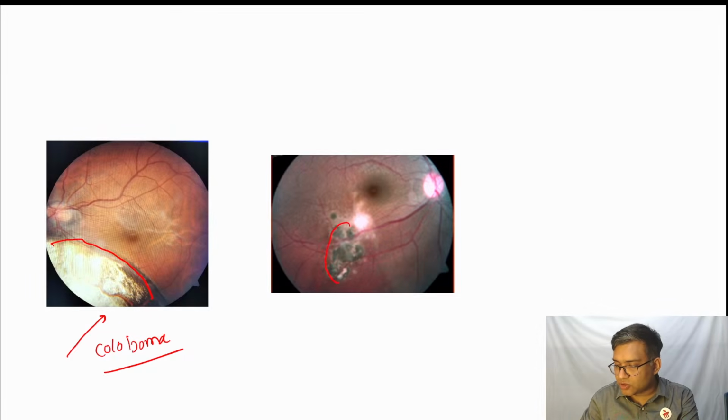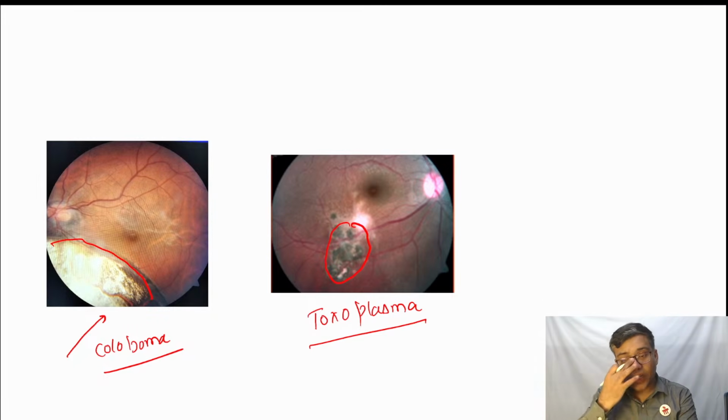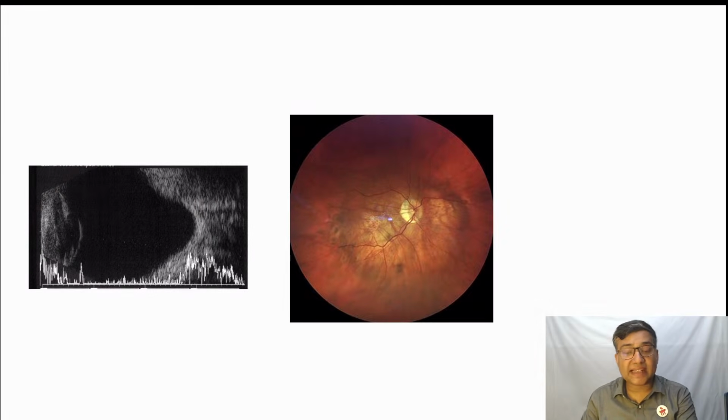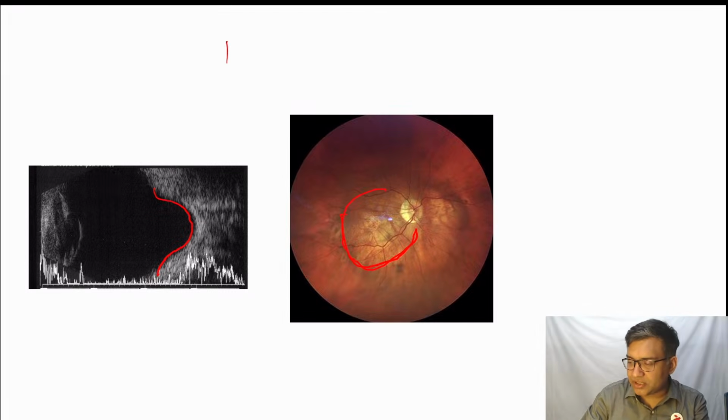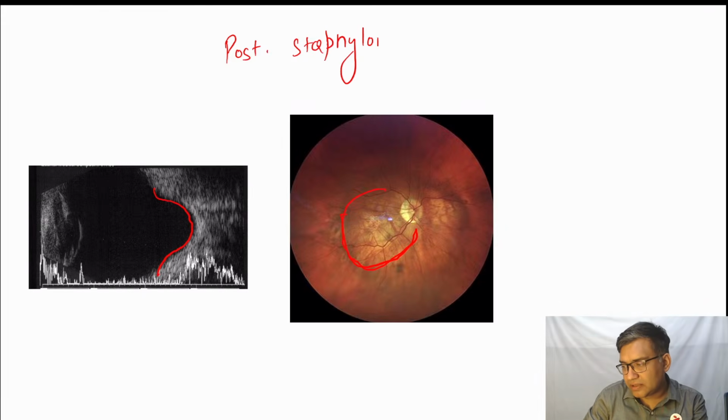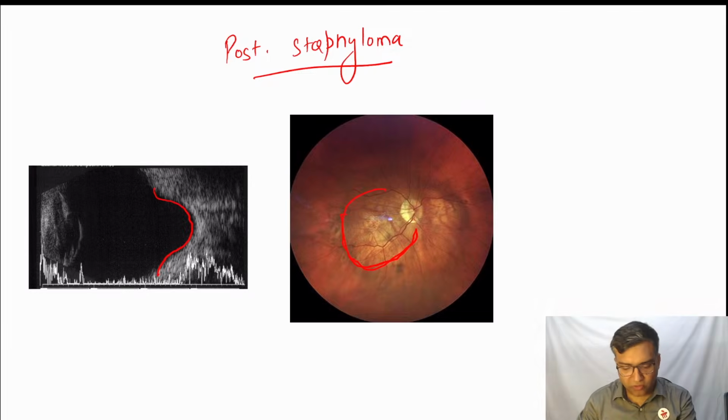In toxoplasma also there is an excavation around the macula or the perimacular region. This is toxoplasma, so toxoplasma also has a punched out appearance of the retina. Then we have posterior staphyloma. As I told you, posterior staphyloma is seen in high myopia. This is the fundus picture. As you can see, there is something punched out, and when we do a USG in this picture, you can easily see there is a punched out appearance. So this is a patient with posterior staphyloma. All of these options definitely have the punched out appearance of the retina.